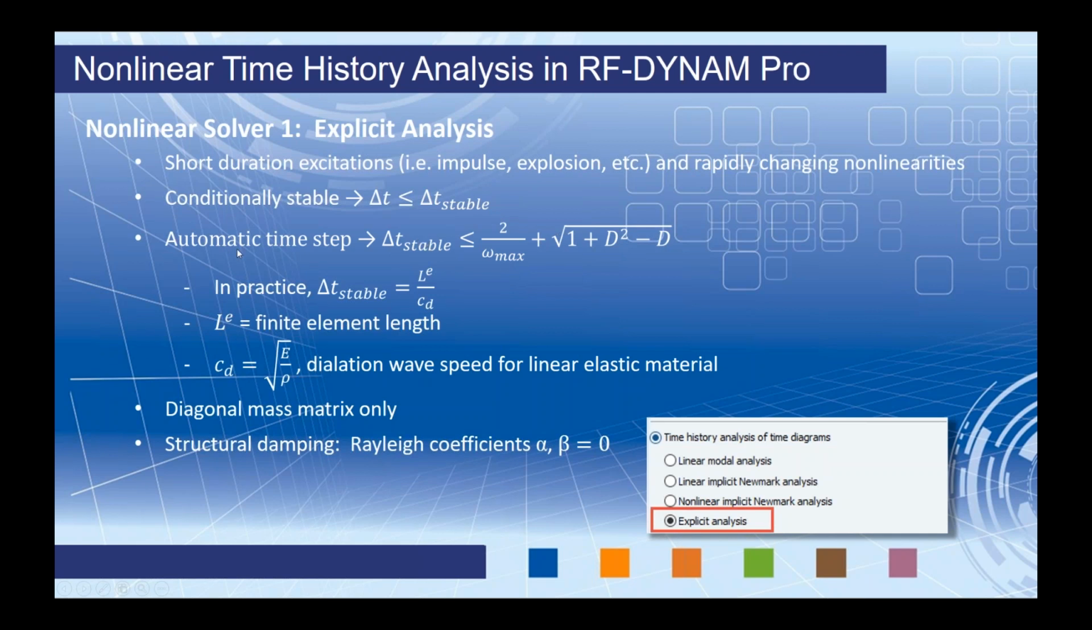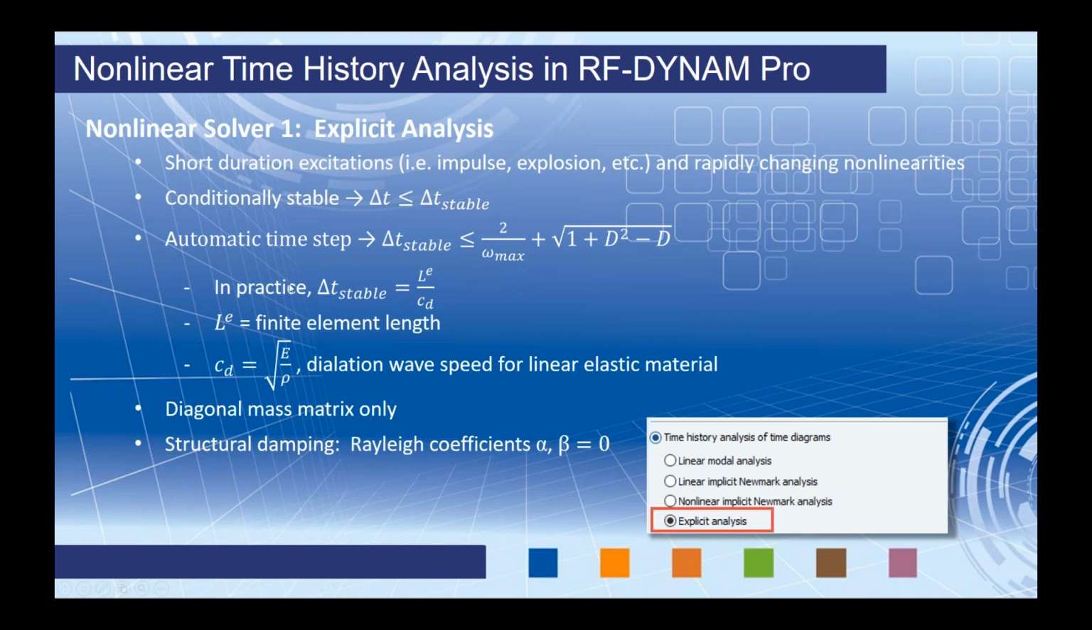Now, the program can automatically determine what delta t stable is. So by all means, you can use the automatic time step within the explicit analysis solver. The equation is 2 over omega max plus the square root involving Lehr's damping ratios. Now, remember that I said with either one of these solvers, you do not need a natural vibration case. So without the natural vibration analysis, how do we determine what omega max is?